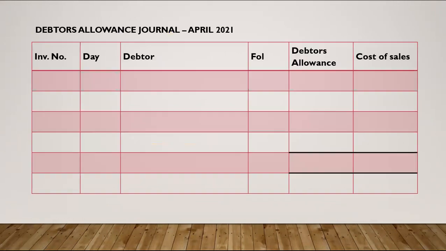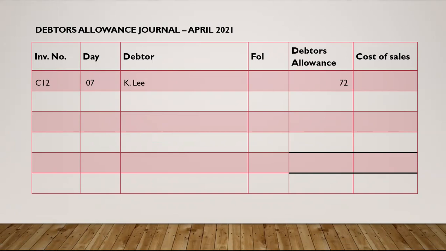Now, we'll start with the invoice number, which will be C12, and the day will be the 7th. The name of the debtor is Kylie. And under debtors allowances, you put in the selling price of these goods that were returned, which will be 72 rand. We are missing the cost price.